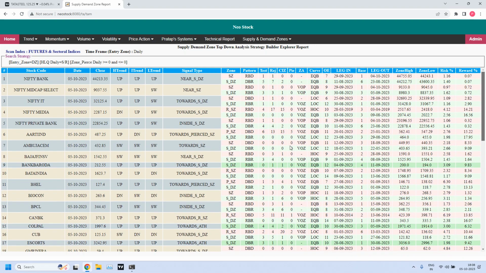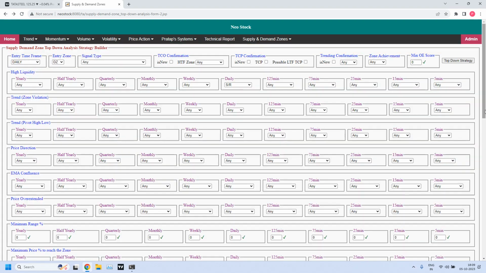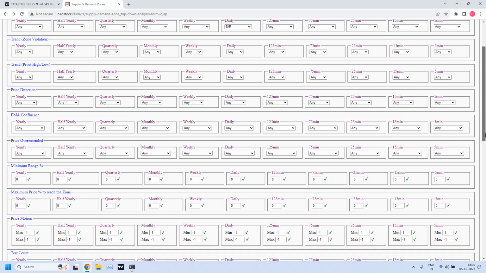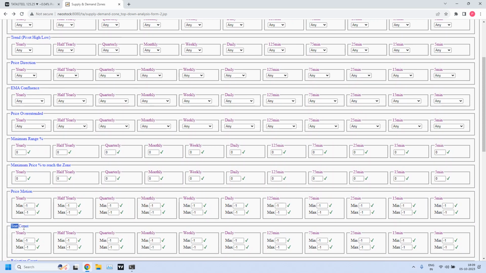Okay, here you might ask another question. Looking for fresh zones is much better than already tested zones, right? So why can't we filter only the stocks having fresh zones, high liquidity zones, having fresh zones? So let me go back. Here you can find a parameter called test count. In the test count in daily time frame, I am setting the minimum value as 0 and maximum value as 0. That means the test count should be 0. Test count 0 means it is a fresh zone. It is not yet tested.